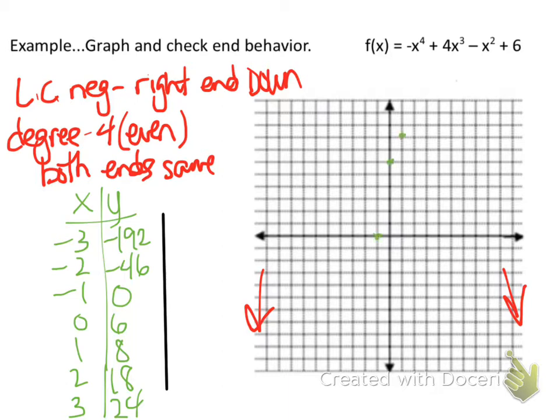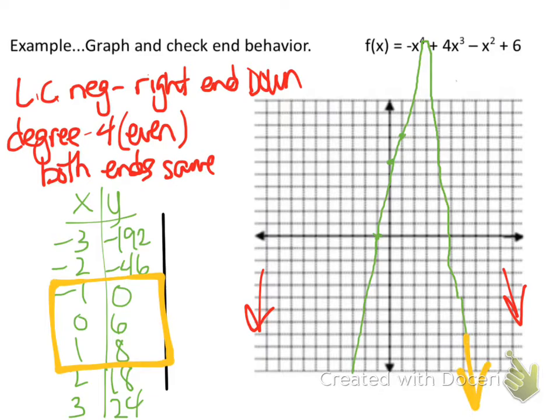So we can plot the points that we know, which really is only those points, but then we can use our end behavior to plot in the rest of it. It starts way down low, and of course we know by our end behavior that it has to end going down.